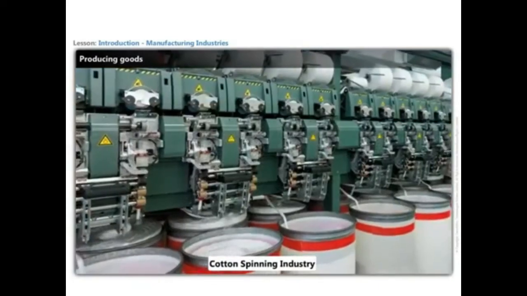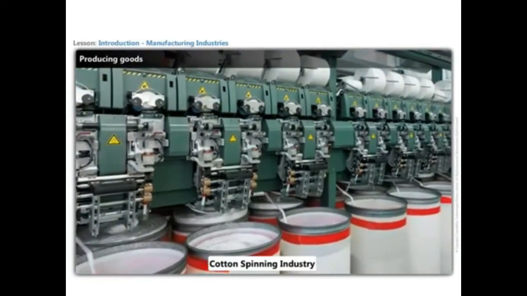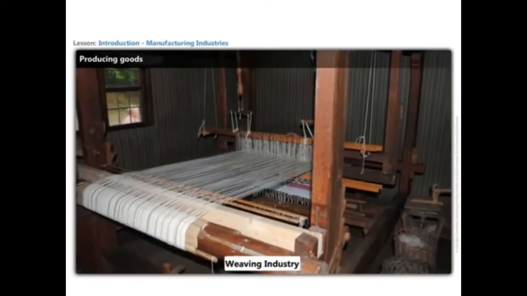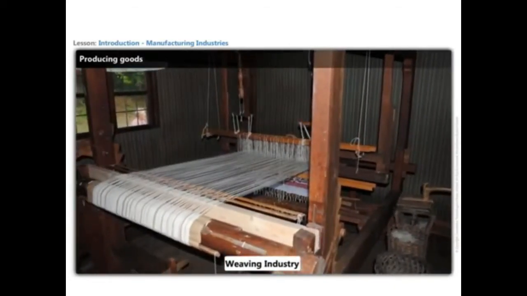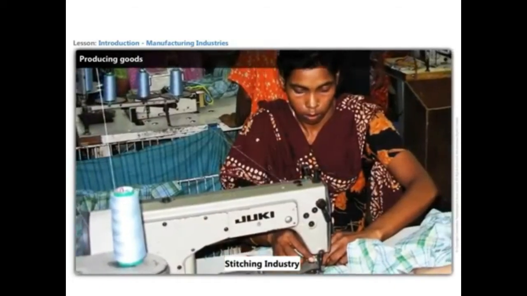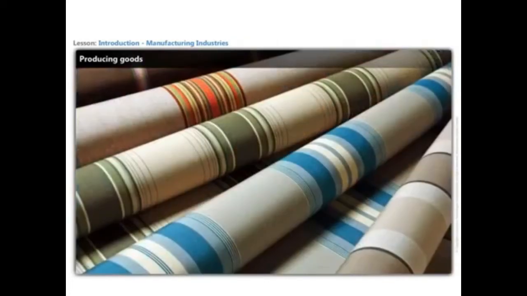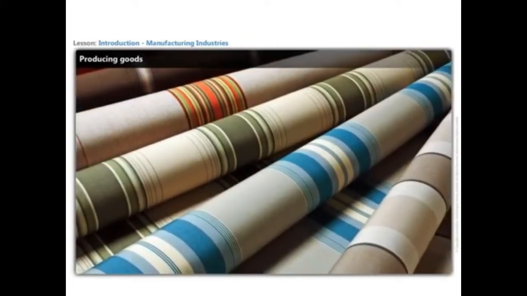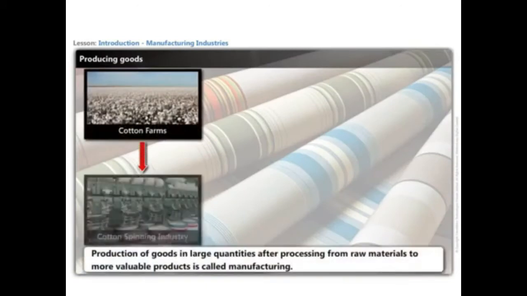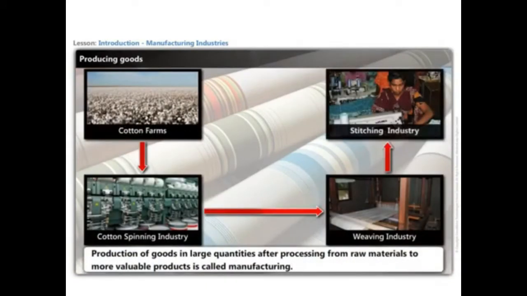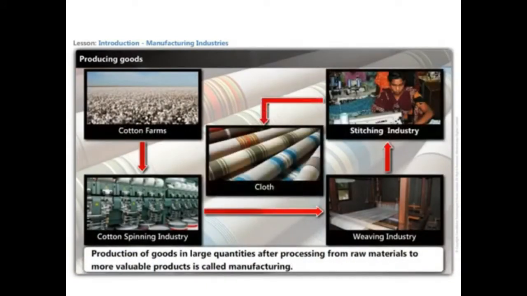It is processed in cotton spinning industry. Weaving is done in another industry. Then stitching is done in another industry and gives us the final usable product. Hence, production of goods in large quantities after processing from raw materials to more valuable products is called manufacturing.